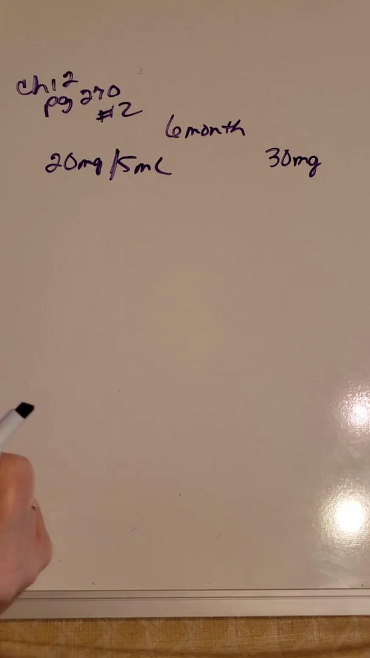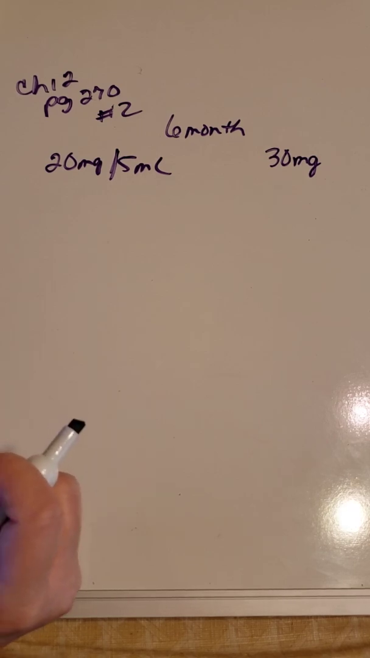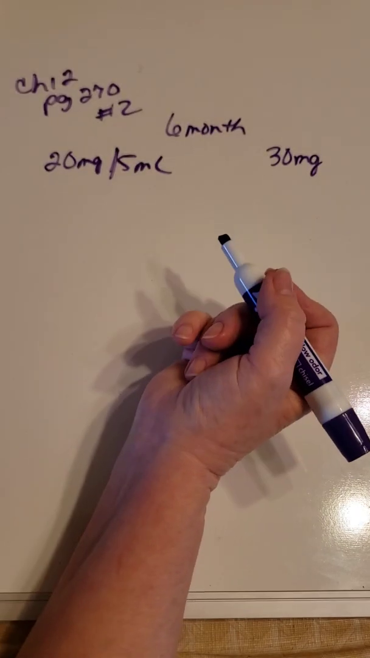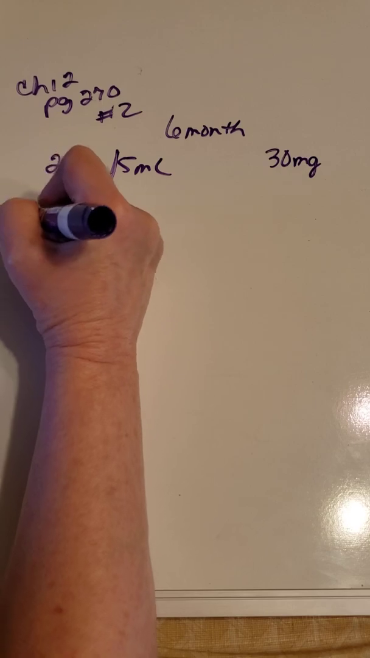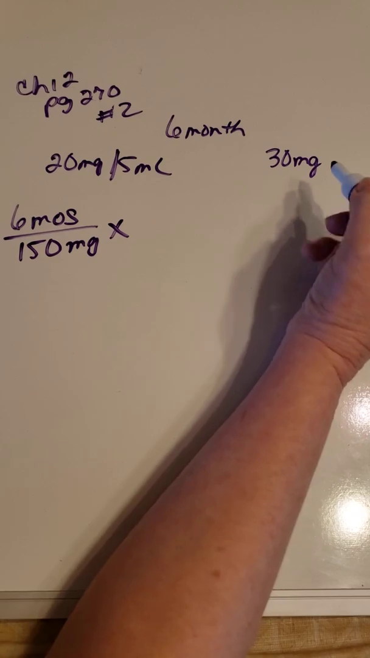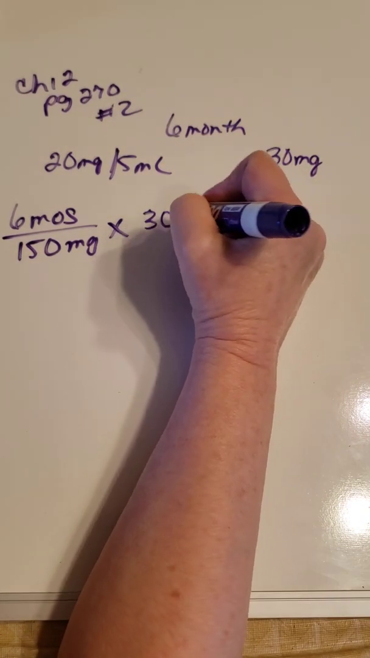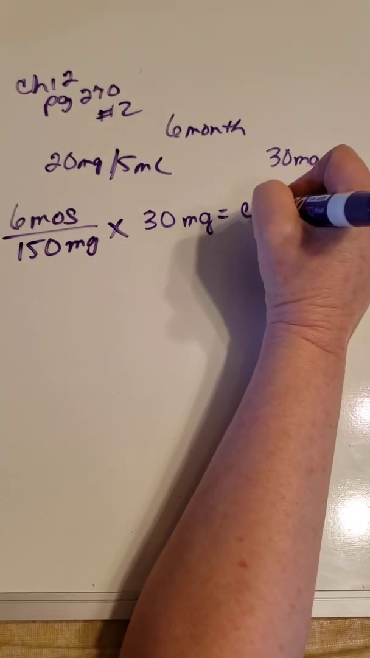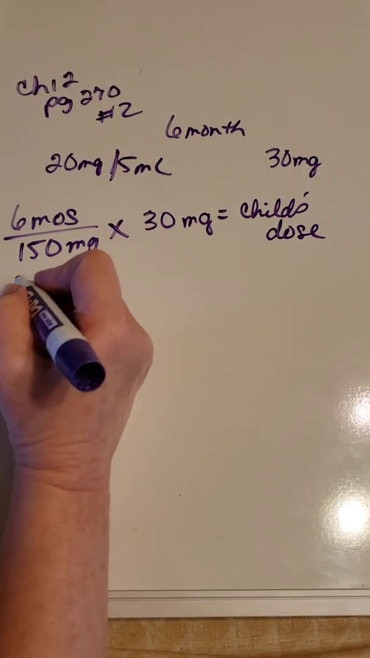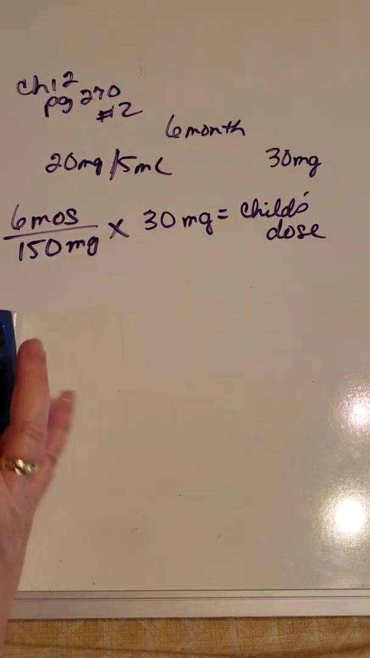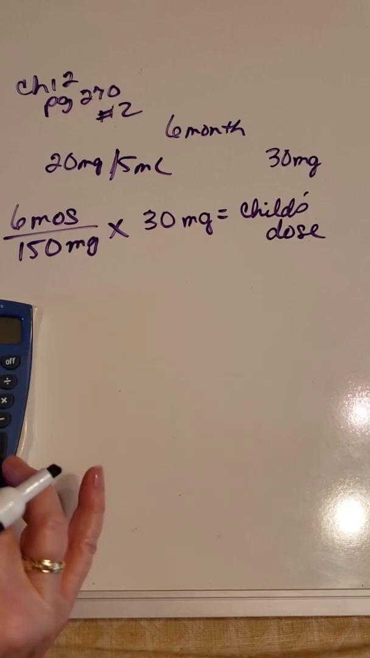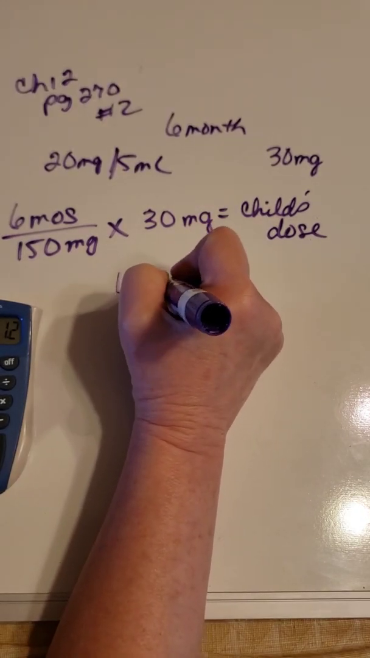The only thing we know about the child is that they're 6 months old. So we're going to use Freed's rule because it's for children under a year. And Freed's rule is the child's age in months divided by 150 months times the adult dose. The adult dose is 30 milligrams. And that's going to equal the child's dose. Okay, so 6 divided by 150 times 30. And that gives us 1.2 milligrams.